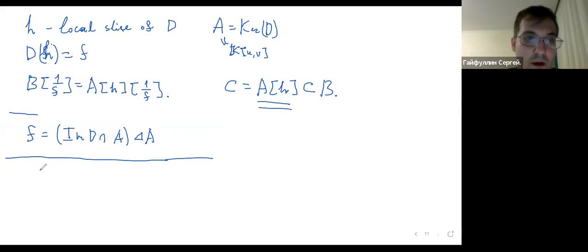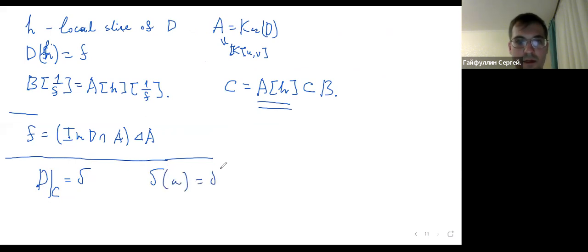Okay, I'm sorry. Let me restrict D to this C. What can we say? Let us denote this restriction by delta. Then delta of U equals delta of V equals 0, and delta of H is F, which belongs to K[U,V].